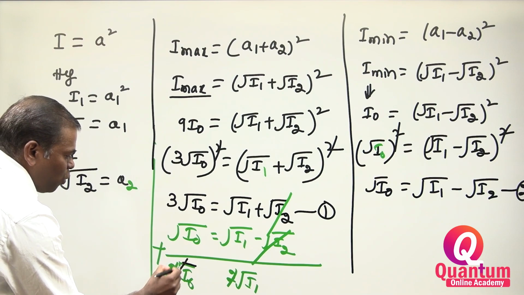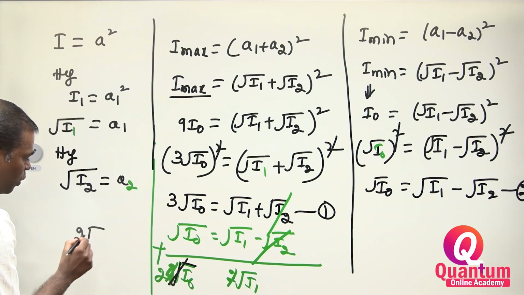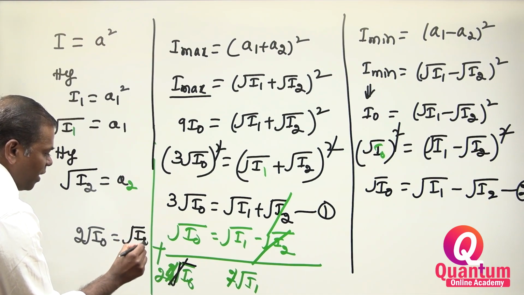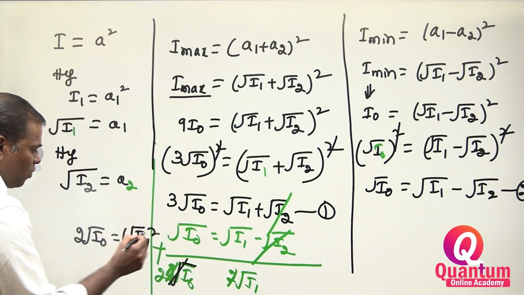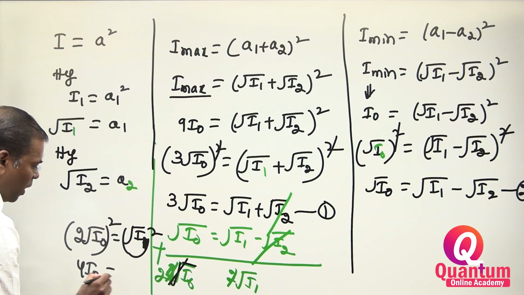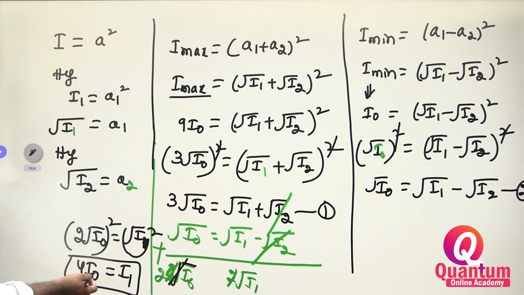So which one you have to? Root I naught, then 2 root I naught is equal to root I1. You square on both sides. What will happen? 4 I naught is equal to I1 we are getting. So I1 is equal to 4 I naught. This is the first intensity.